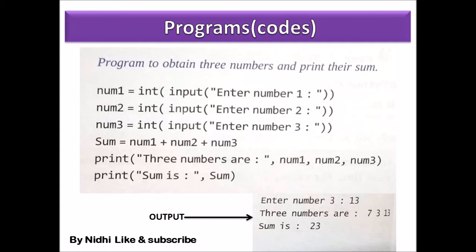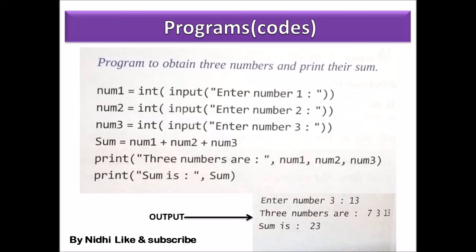And then sum is a variable in which we are storing the addition of number 1, number 2 and number 3, and then we are printing "3 numbers are", and then the values of number 1, 2 and 3, and then we are printing the sum of those numbers. So you can try a code like this and you will get a result like this. I am showing you that practically also.